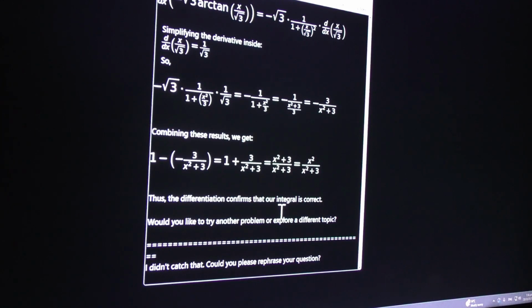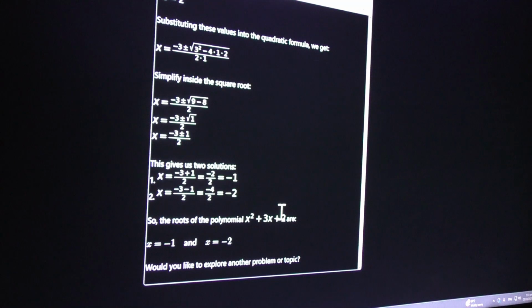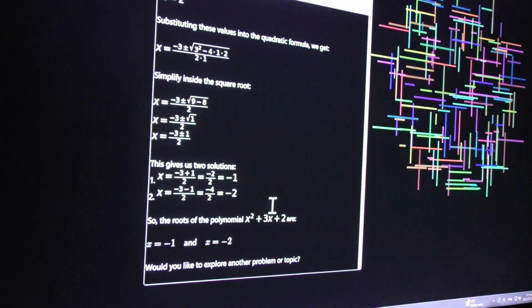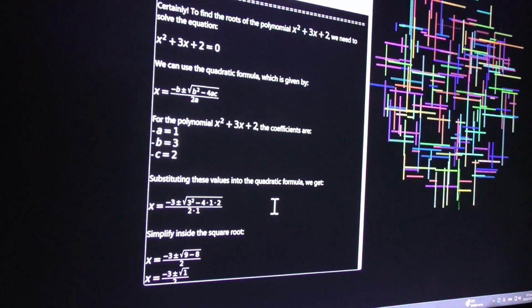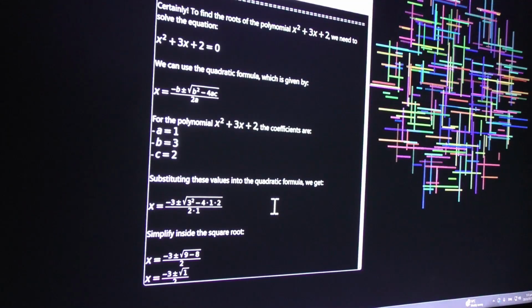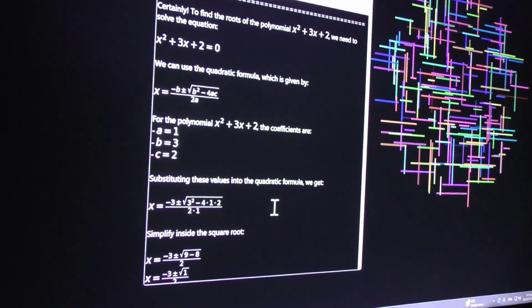Find the roots of the polynomial x squared plus 3x plus 2. Certainly. To find the roots of the polynomial x squared plus 3x plus 2, we need to solve the equation x squared plus 3x plus 2 equals 0.